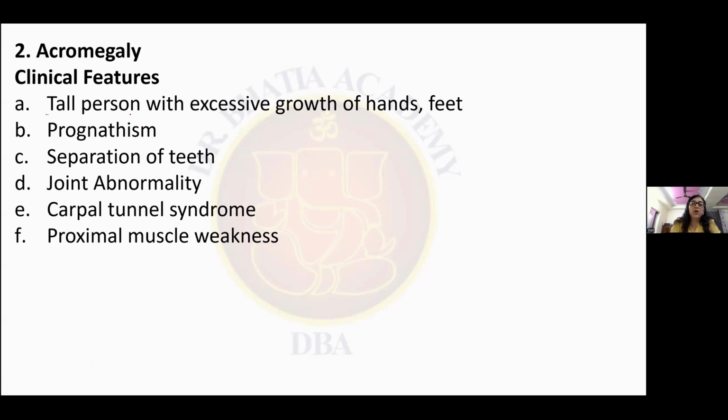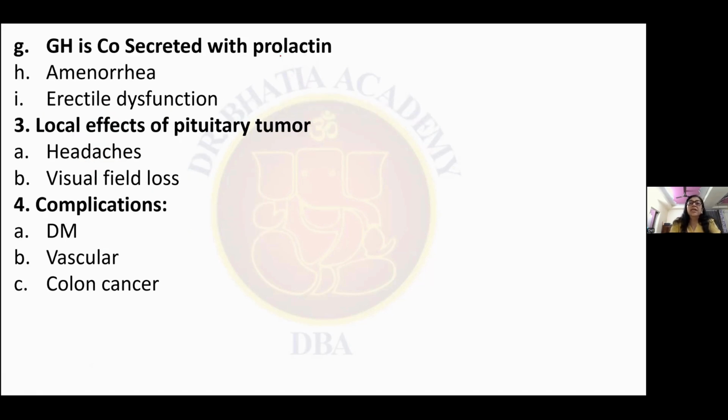Clinical features: tall stature, excessive growth of hands and feet, prognathism, teeth separation, joint abnormality, carpal tunnel syndrome, proximal muscle weakness, GH co-secreted with prolactin causing amenorrhea and ED, local effects of the pituitary tumor causing headaches and visual field loss. Complications: diabetes, cardiovascular complications, and colon cancer.